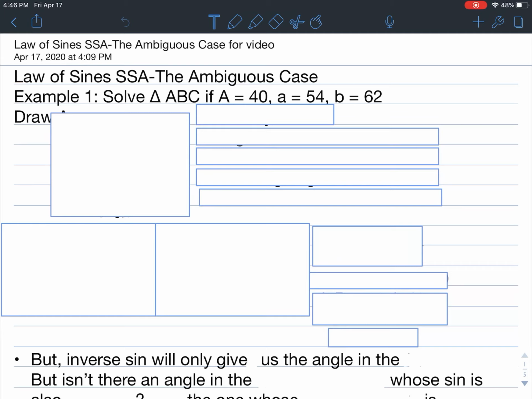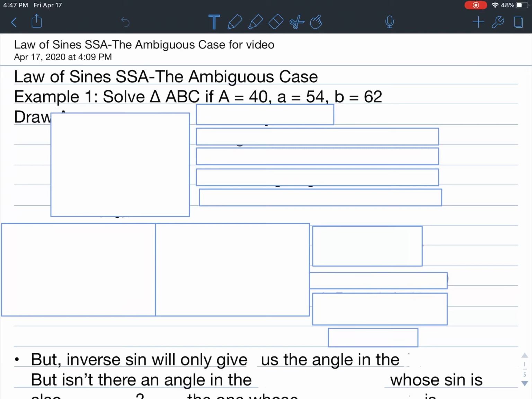The law of sines, SSA, the ambiguous case. So this is the type of triangle that we have not talked about yet. And if you recall from geometry, SSA was not one of the ways that you could prove two triangles are congruent. And that's because there isn't necessarily one triangle that could be congruent to another, even if they have two sides the same and an angle the same. Okay, so let's start with an example.